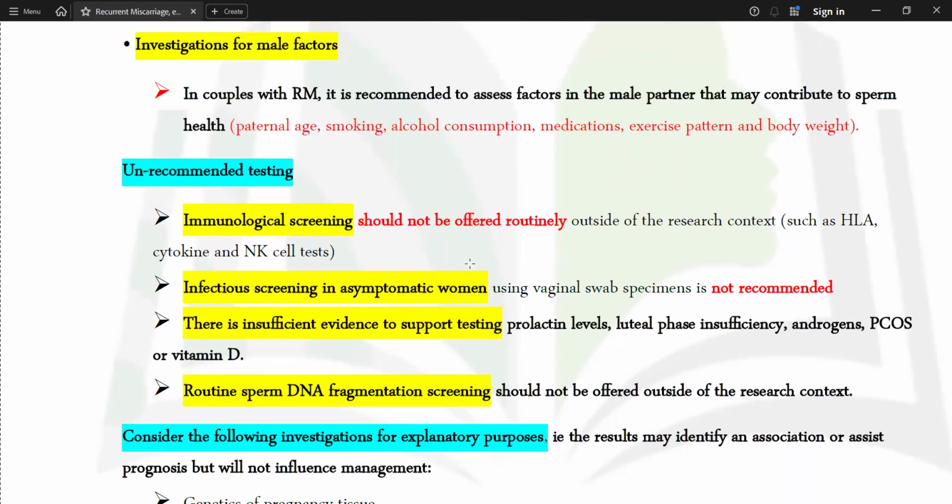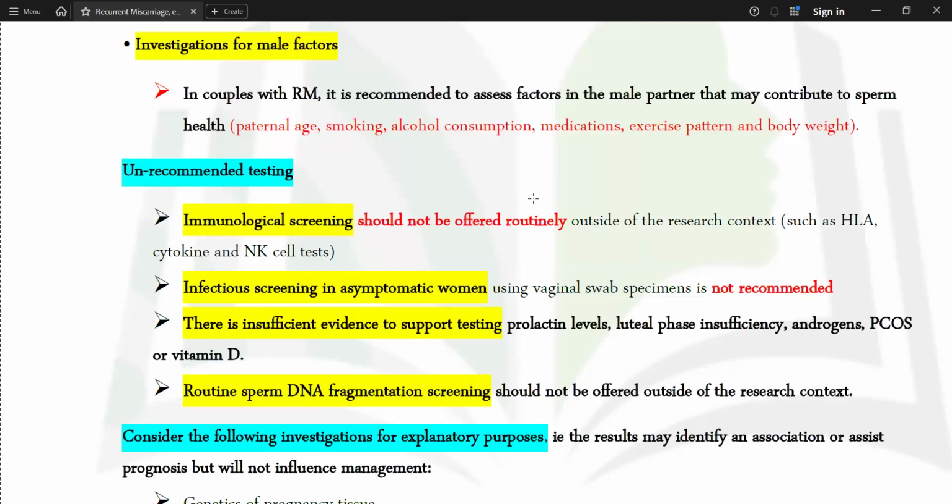I'm just trying to get whether smoking, paternal age, alcohol consumption, any chronic medication, heavy exercise pattern, taking steroids, or obesity, those can affect mainly the motility and the teratogenicity. But severe male factors should be investigated separately as a case of subfertility, not miscarriage.